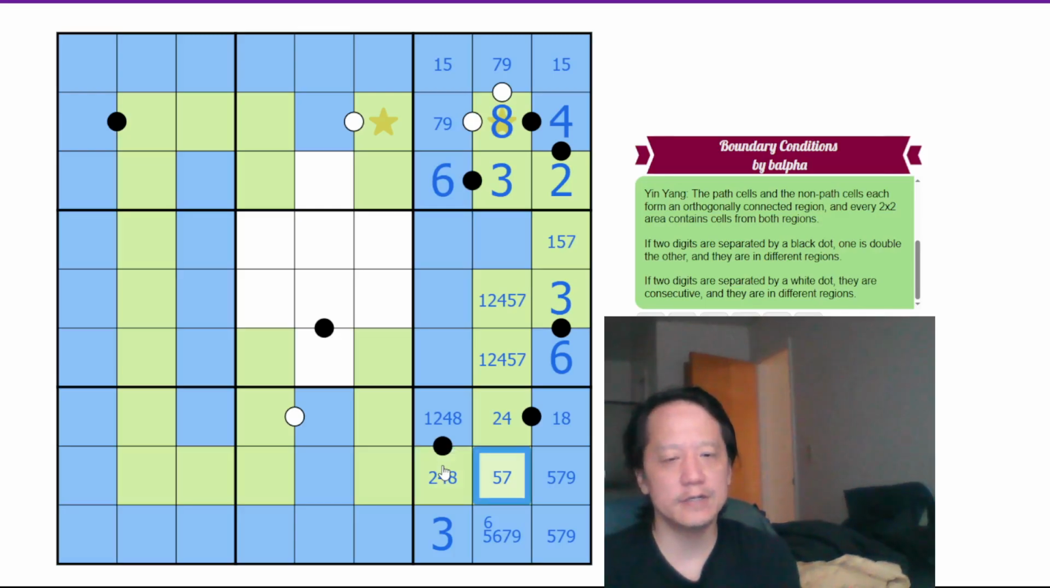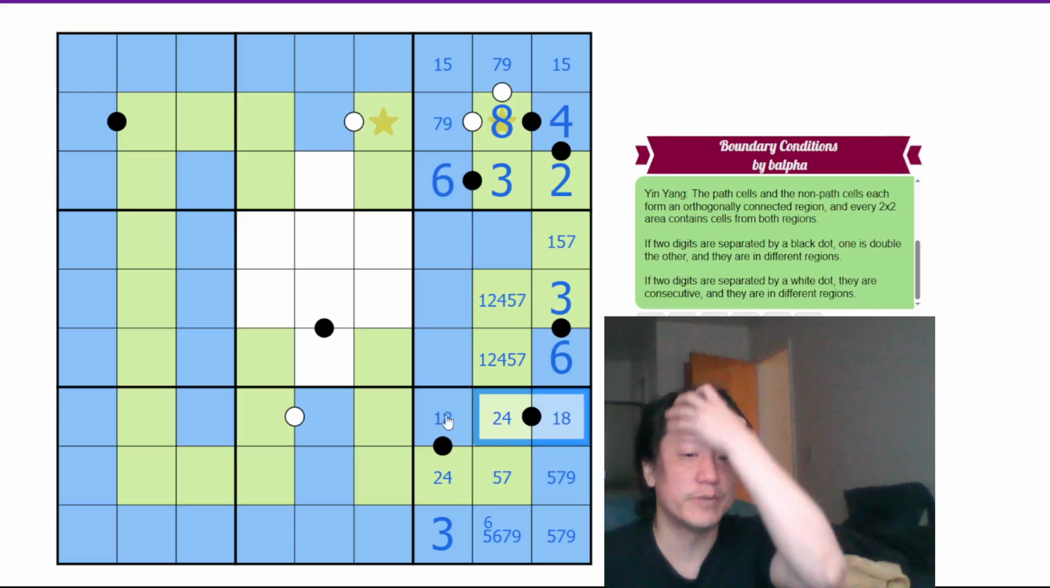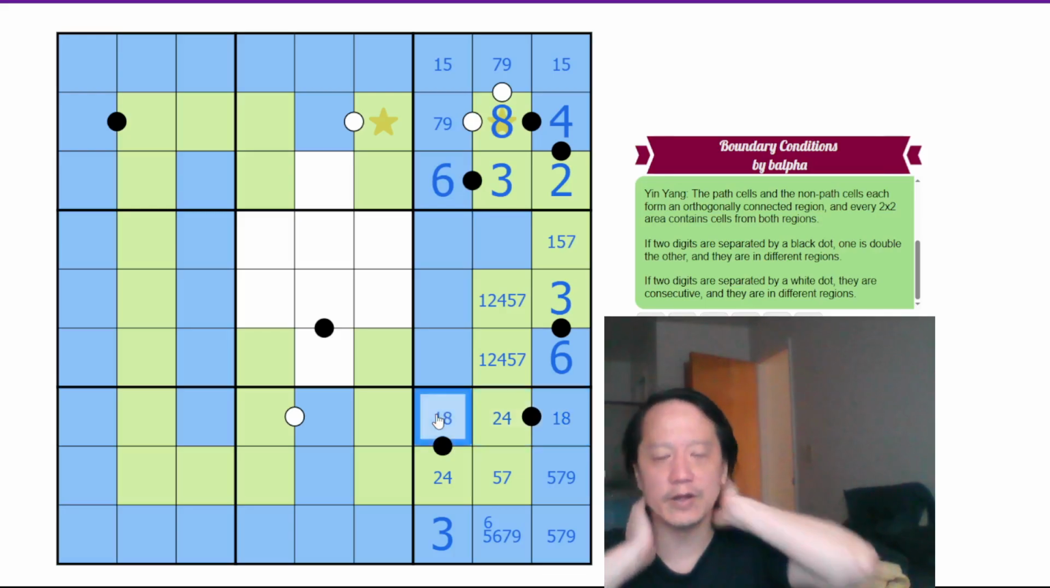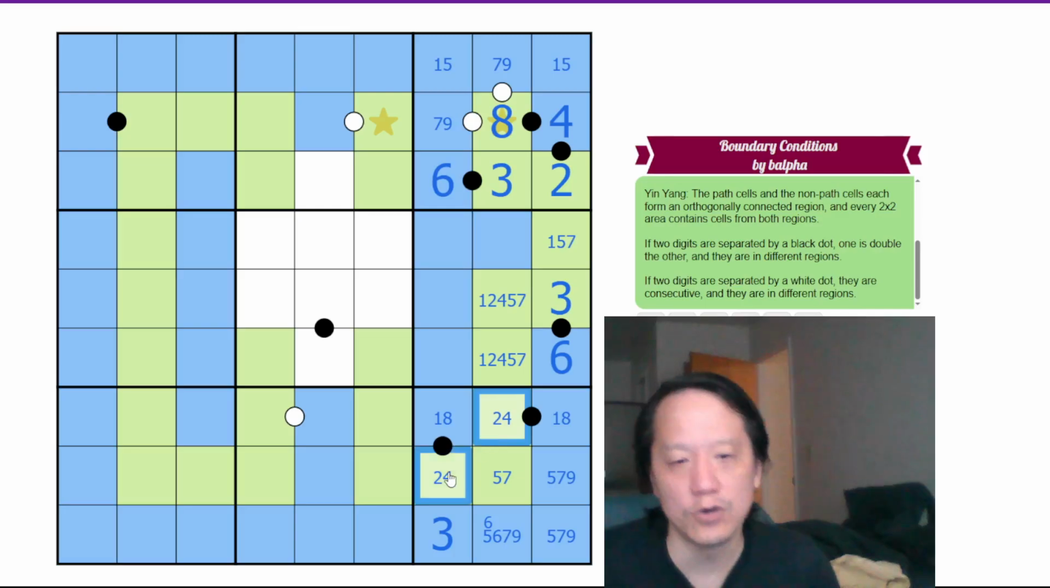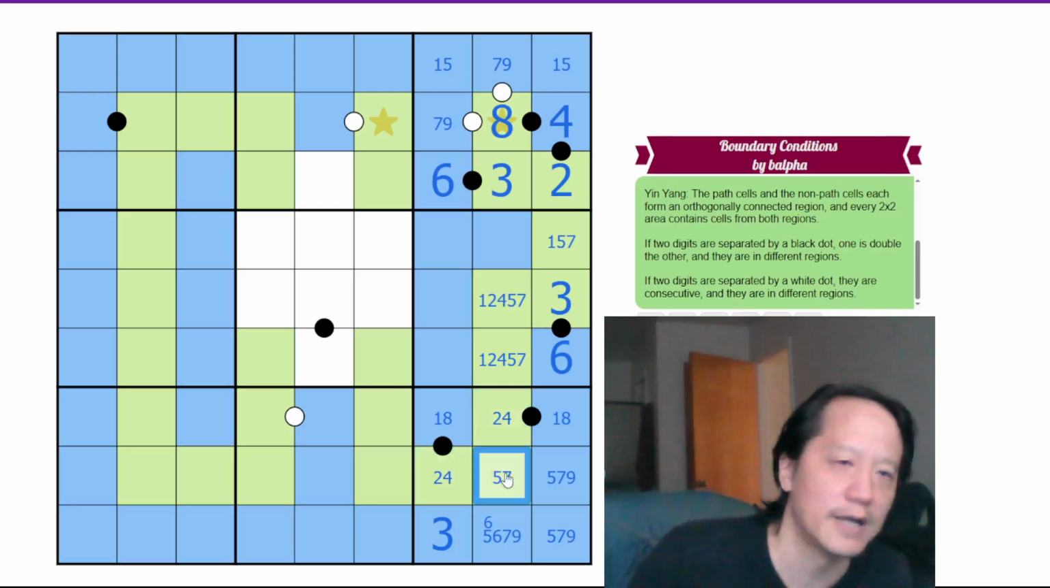So 8 would guarantee this is 2. So that doesn't work, because 8 and 2 is 10, plus 3 would have to add up to 13, but that doesn't work. So this cannot be 8 here. Therefore, this is a 2, 4 pair, which eliminates 2, 4 in the rest of the box. So this is a 1, 8 pair there. And 2 and 4 plus 7 adds up to 13.